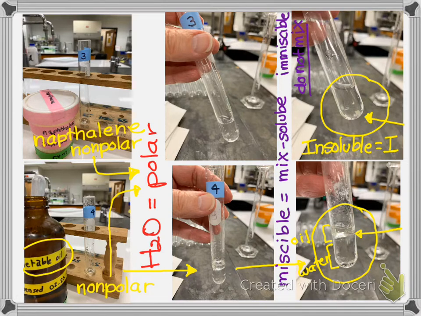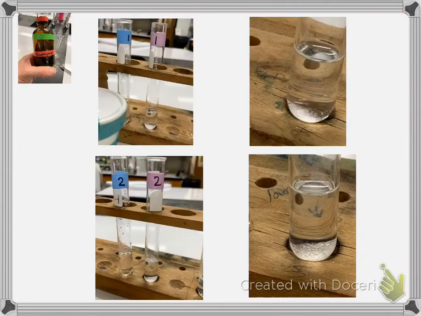So instead of writing, I'd like us to try to be correct. Instead of writing insoluble, because we see the 2 layers, let's write immiscible. And we could still write an I for immiscible. Now the reason I'm switching to immiscible instead of insoluble is because vegetable oil is a liquid, and we use miscible and immiscible when we're talking about liquids. So let's look at our next example.